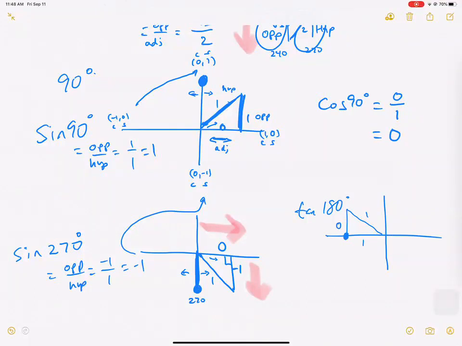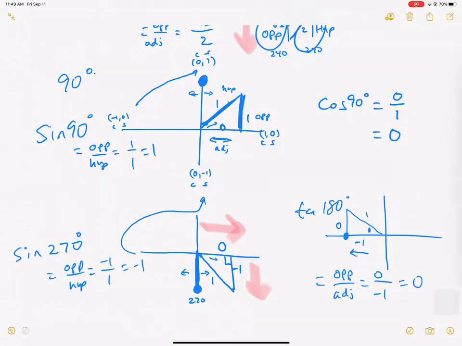Are any of these going to be negative? Adjacent is negative because we went left. Hypotenuse is always positive. Now, since we're looking at tangent, that's going to be opposite over adjacent. The opposite side of my reference here is going to be 0. Our adjacent is -1, so the answer is 0.